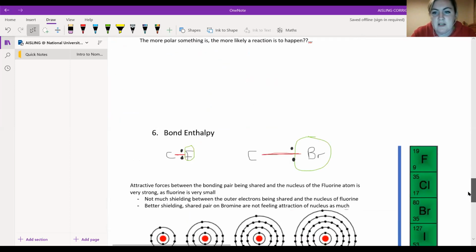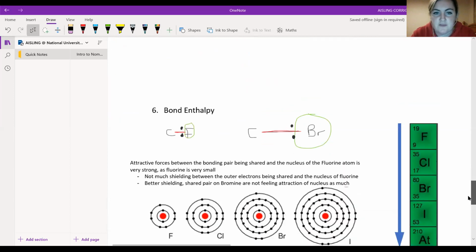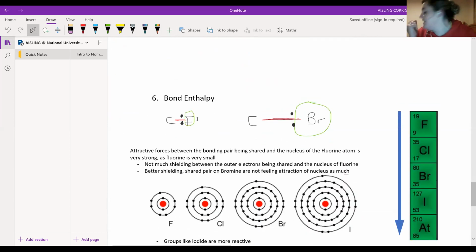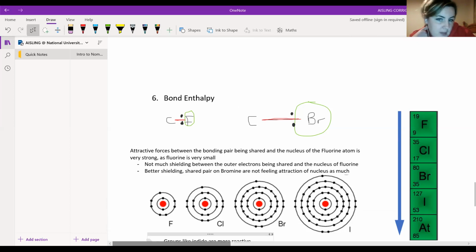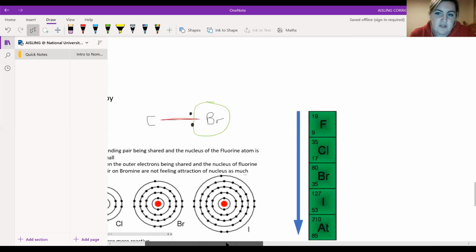What do I mean by bond enthalpy? When I talk about bond enthalpy, I talk about how much energy is needed for a bond to break. That's what I mean by bond enthalpy. So we look at the trends here.